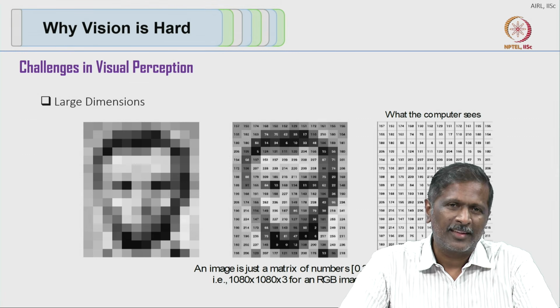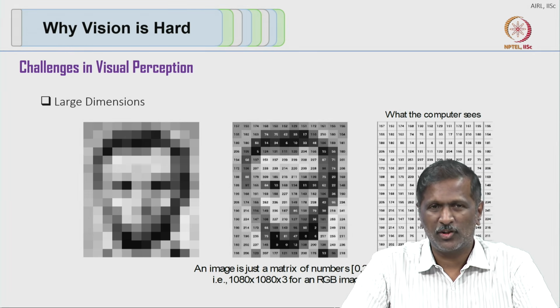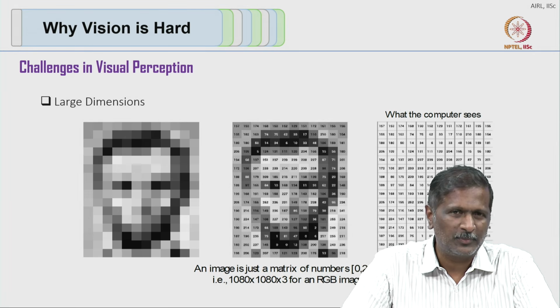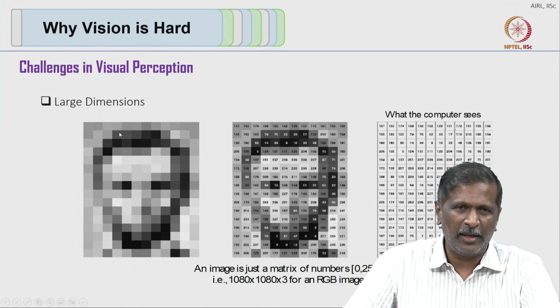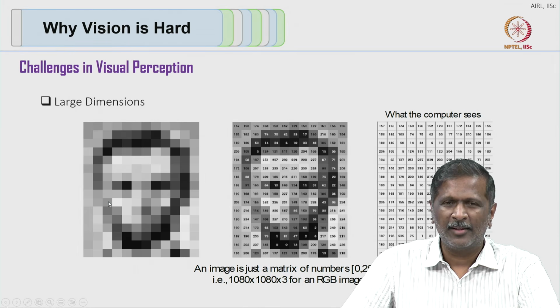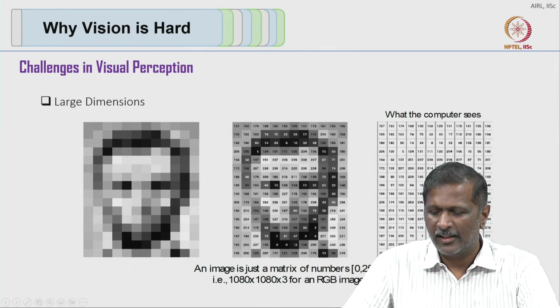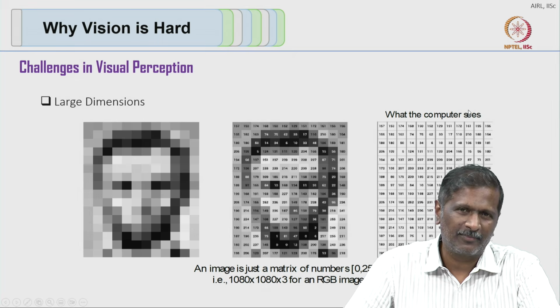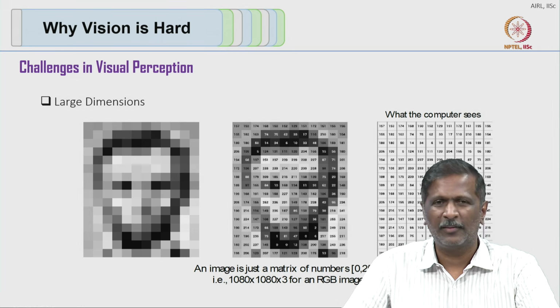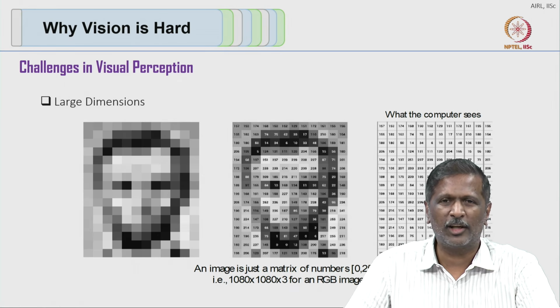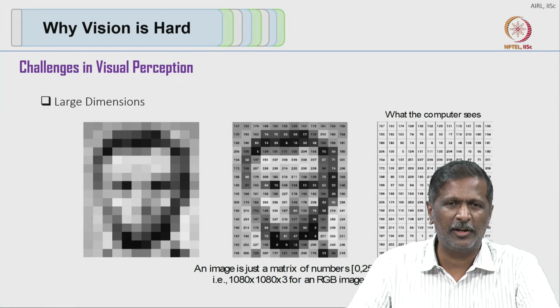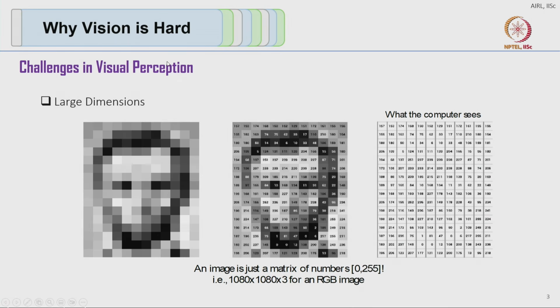Now, you see here, there is an image. It is a degraded image. What humans see is the image, right? But what computers see is only numbers, a matrix of numbers. If I talk about grayscale, it is one matrix. If I talk about RGB, there are 3 different matrices representing the image that we perceive, right?